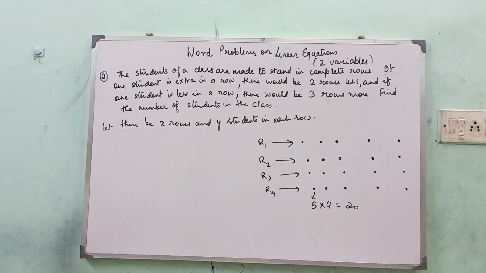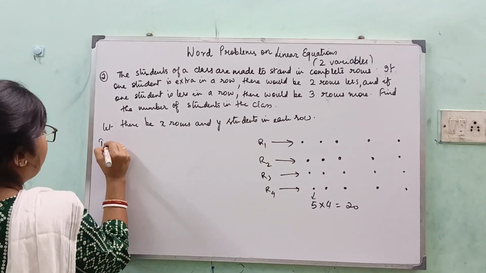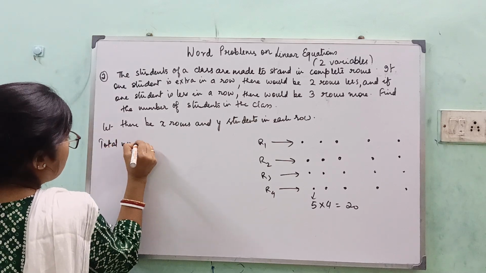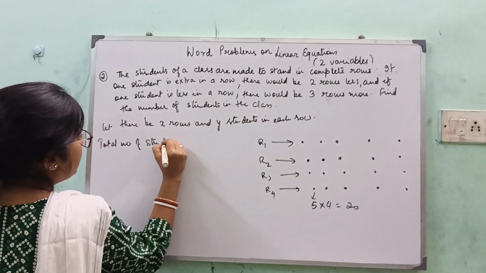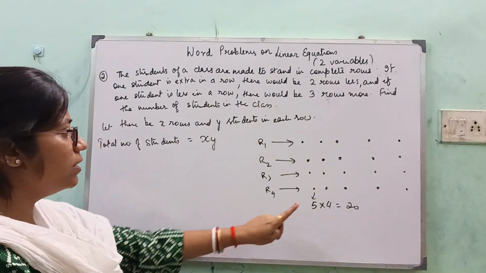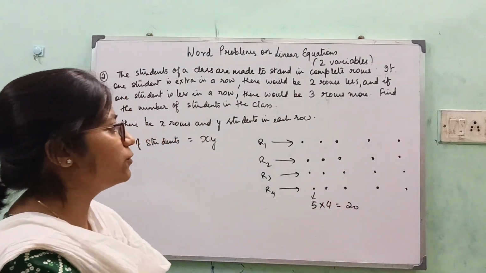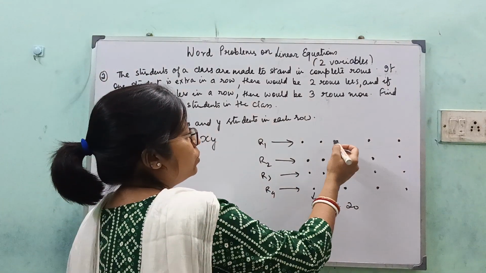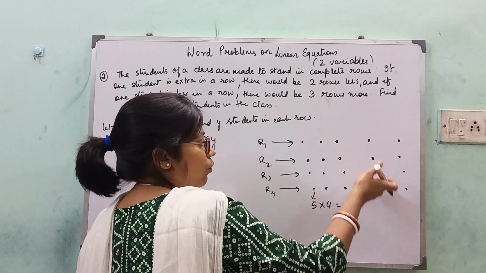What did we consider? We are considering there are x rows and there will be y students in each row. So the total number of students in this case would become x into y. That is how we did over here: number of rows into number of students in each row. You can count 1, 2, 3, 4, 5, and this way 4 rows, so 20.